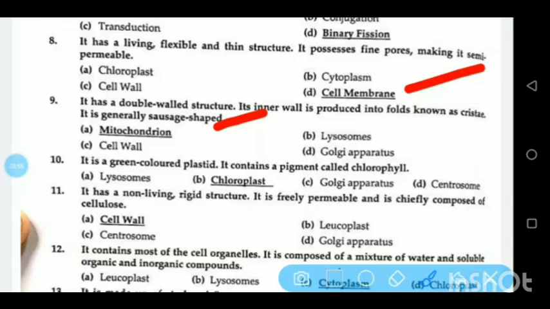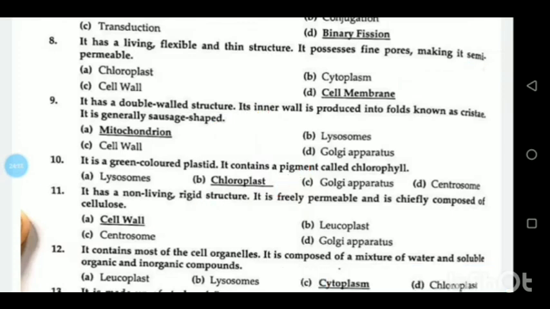It is a green-colored plastid. It contains a pigment called chlorophyll. Chloroplast. It has a non-living, rigid structure. It is freely permeable and is chiefly composed of cellulose. Cell wall.